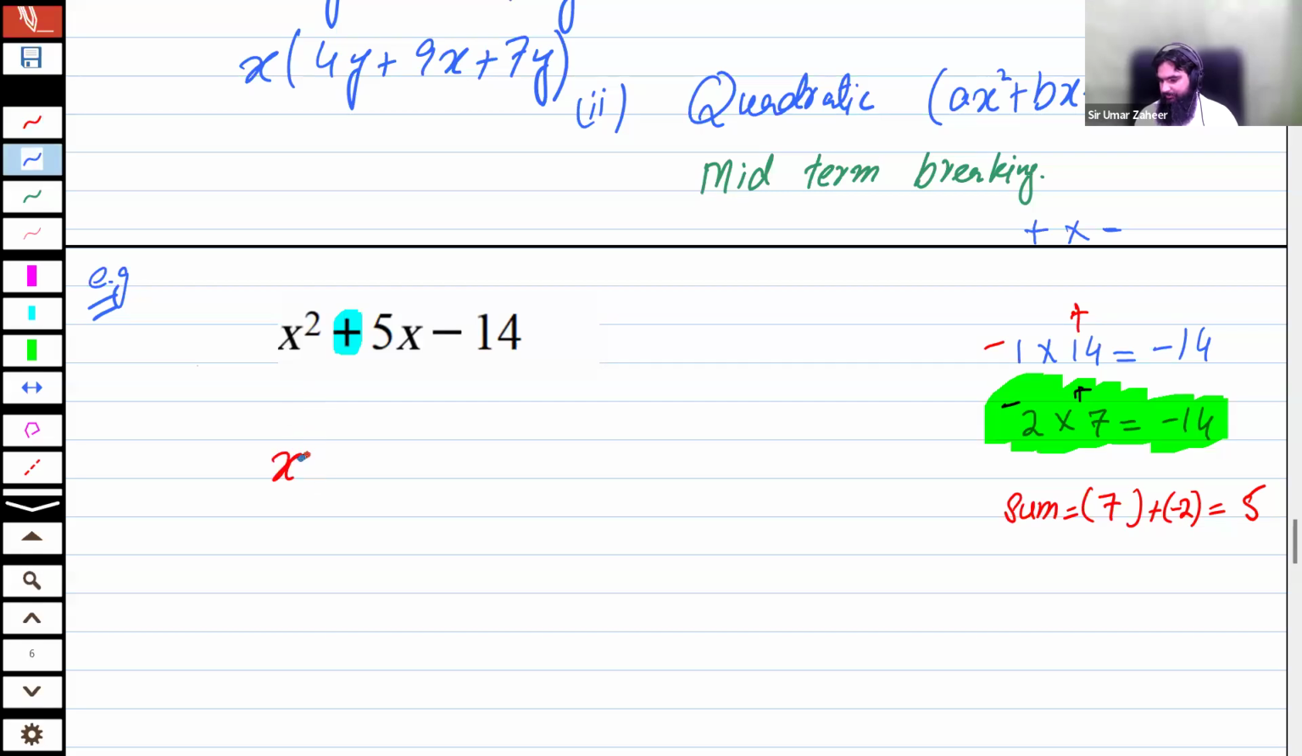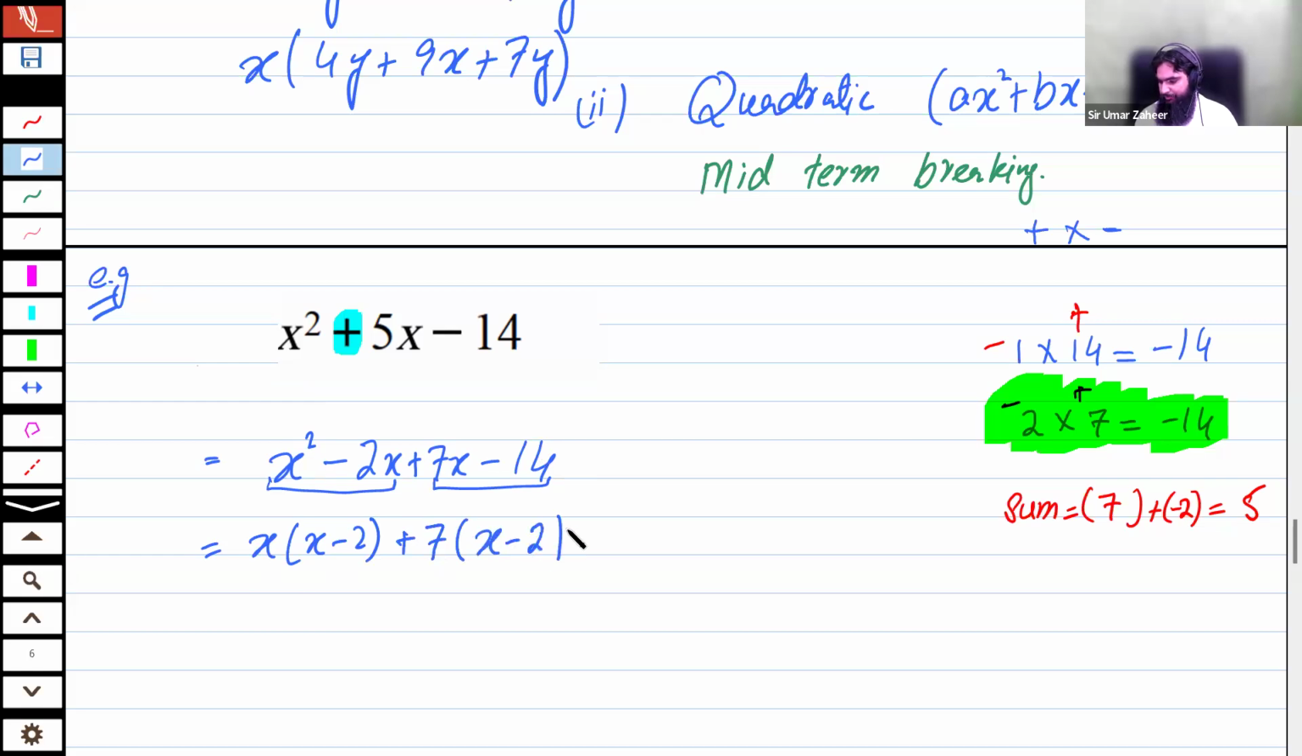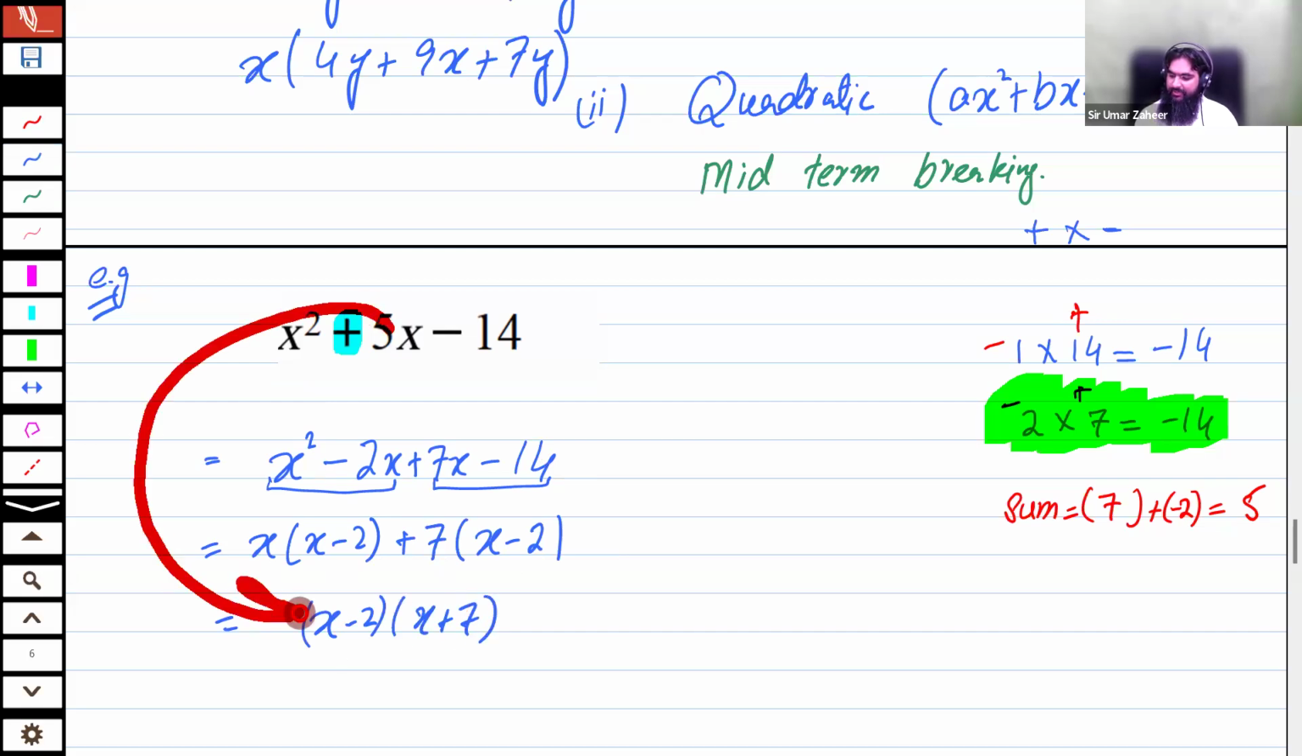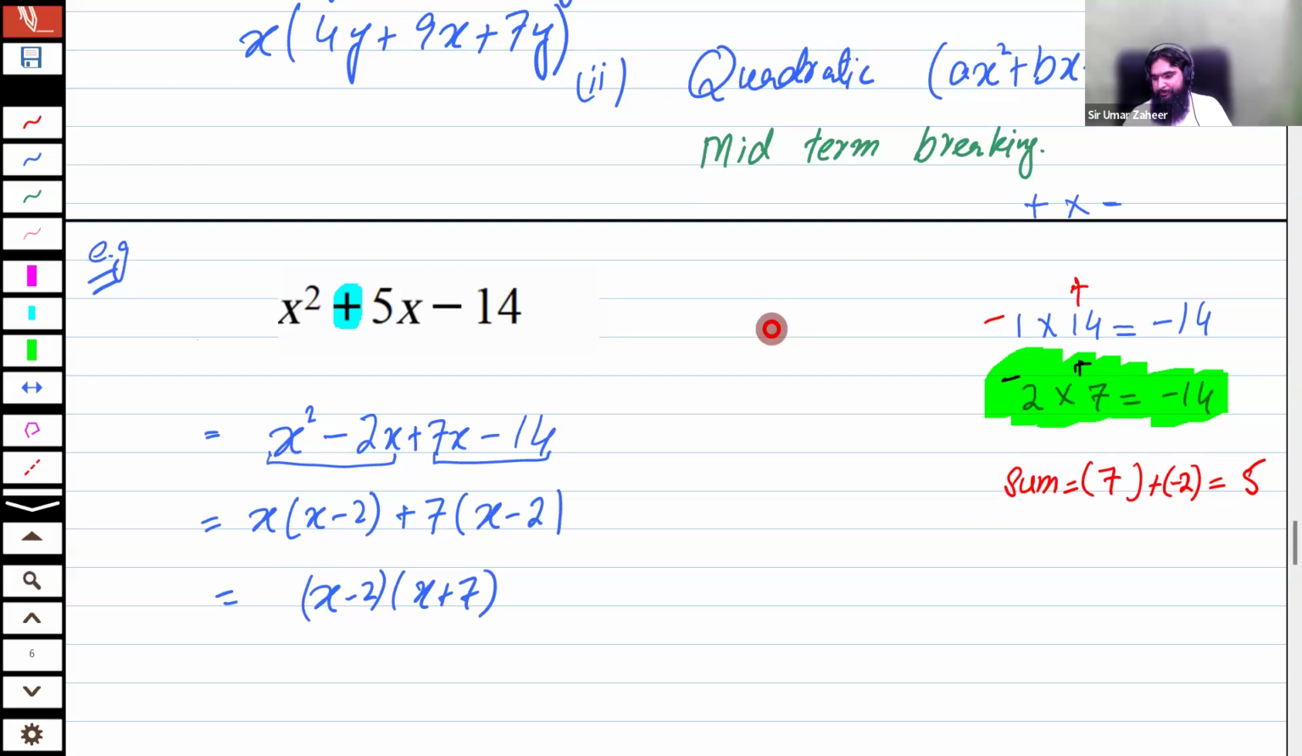So it will be x squared minus 2x plus 7x minus 14. Now we have four terms, so we have to take a common by grouping. In the first two terms, we have x is common, I will get x minus 2. In the next two terms, we have 7 is common, it will be x minus 2. So x minus 2 is common, you will get x plus 7. So look at here, a quadratic expression has been factorized.